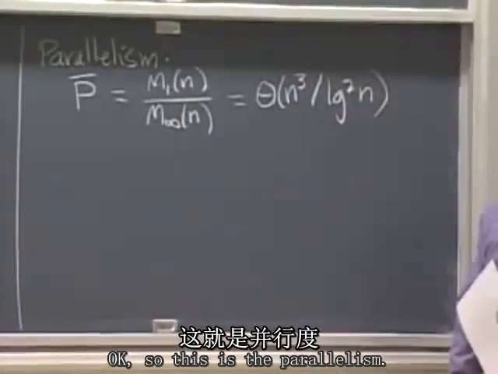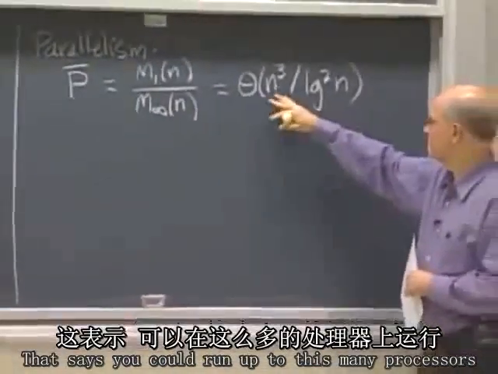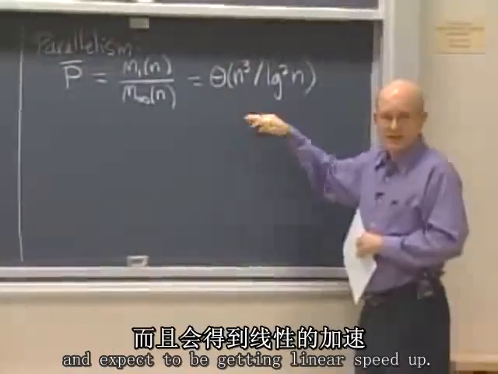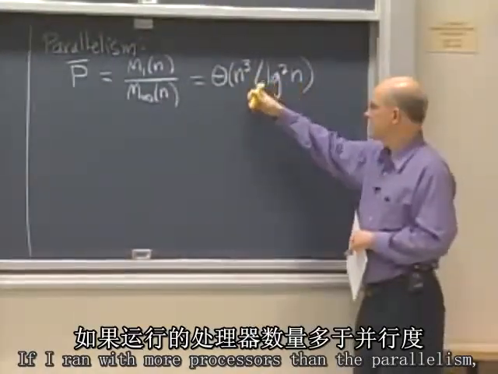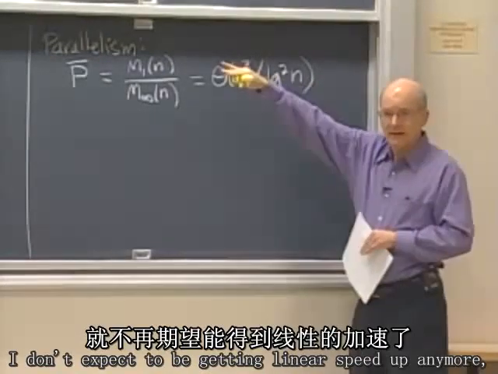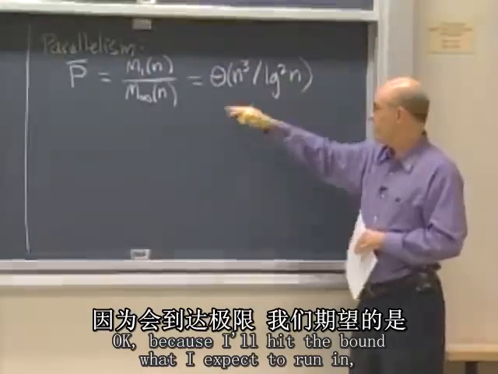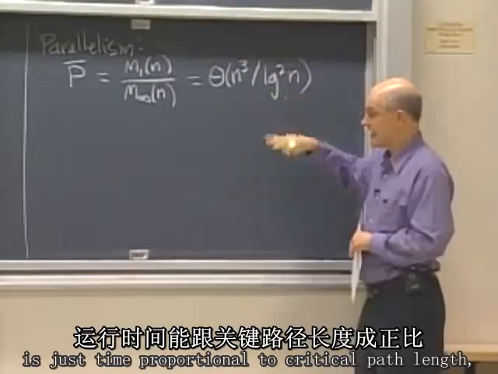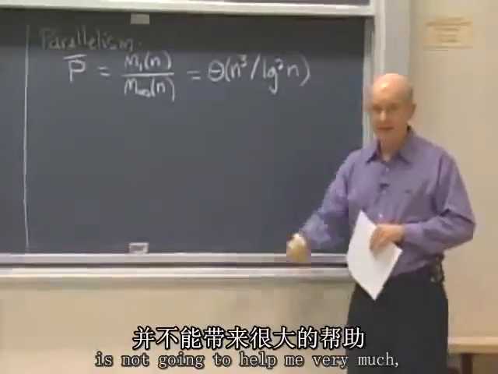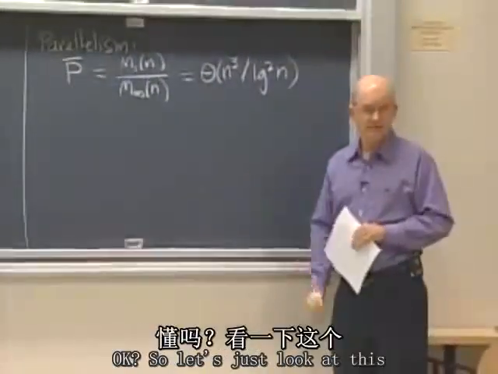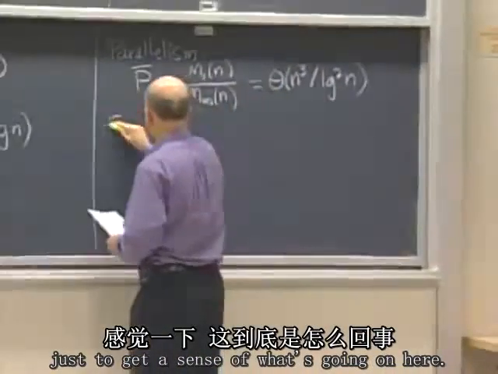So this is the parallelism. That says you could run up to this many processors and expect to be getting linear speedup. If I ran with more processors than the parallelism, I don't expect to be getting linear speedup anymore, because I'll hit the bound. What I expect to run in is just time proportional to the critical path length, and throwing more processors at the problem is not going to help me very much.